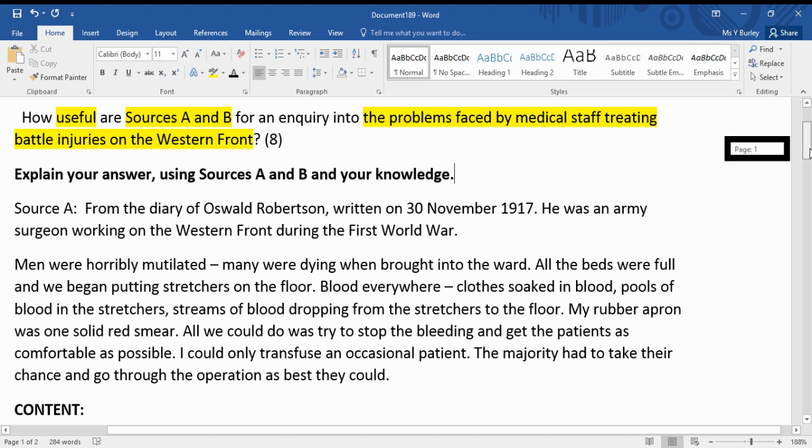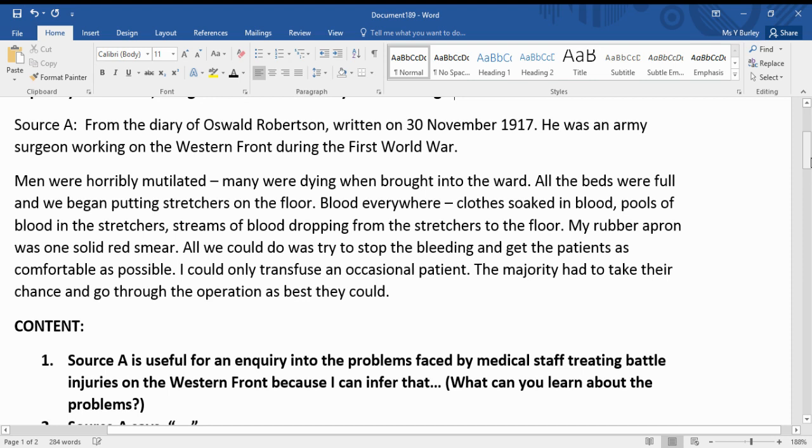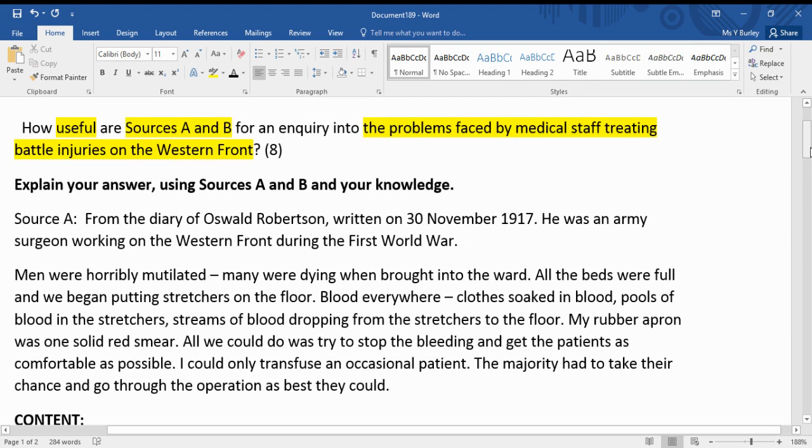Now, I'm going to read first of all because that's step one. And whilst I read source A, I'm really looking at anything that connects with the question about problems facing medical staff. And as I read, I might highlight what those problems were. Okay, so source A is from the Diary of Oswald Robertson, written on the 30th of November 1917. He's an army surgeon working on the Western Front during the First World War.